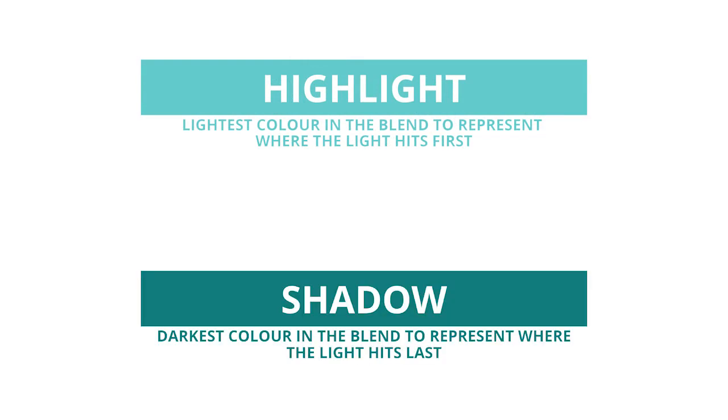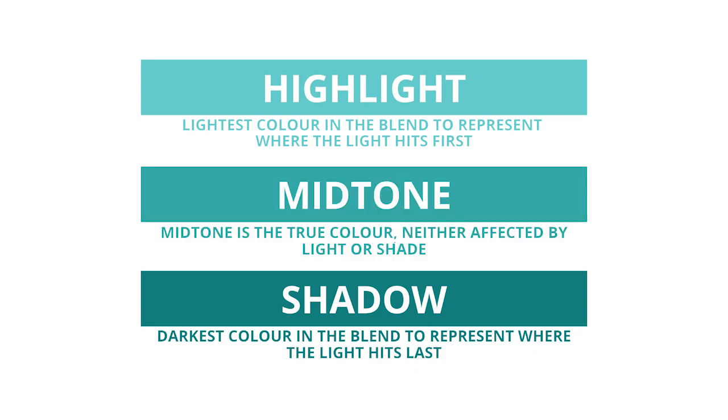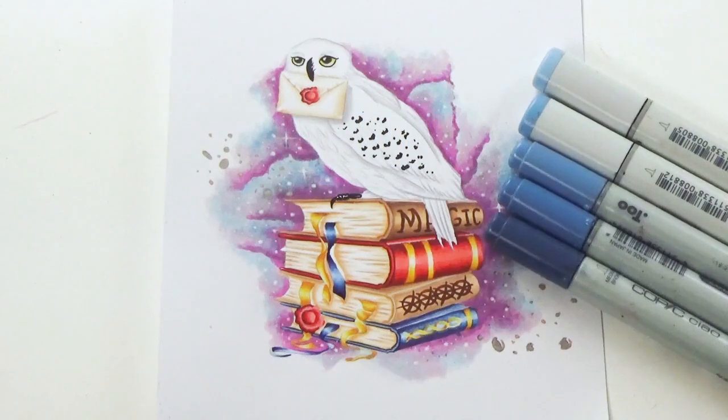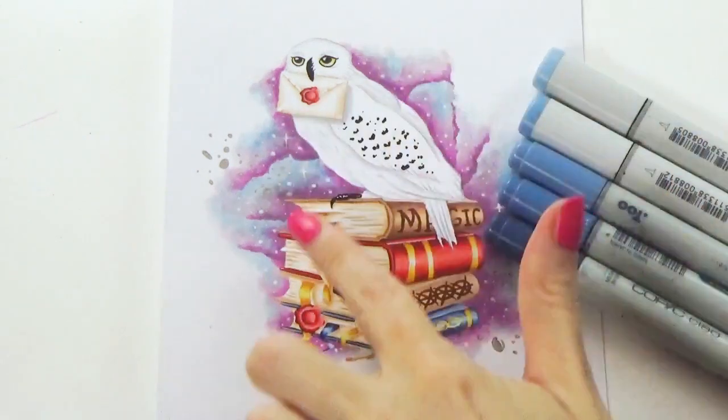Between highlight and shadow, we have what's called the midtone, which is considered the true color of the object because it's neither affected by light or shade. Those three things are really important when it comes to coloring. So I'm just going to show you this really simply on this image here.